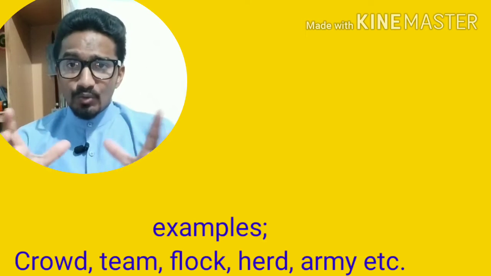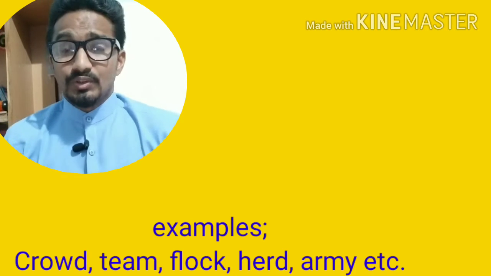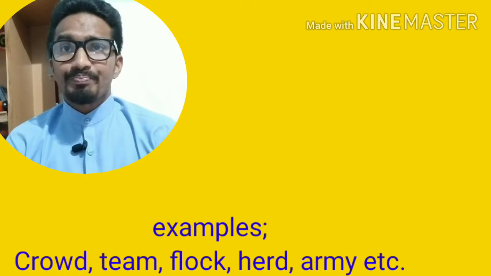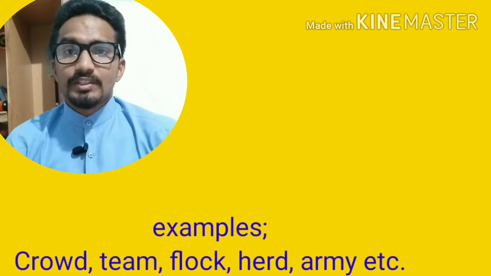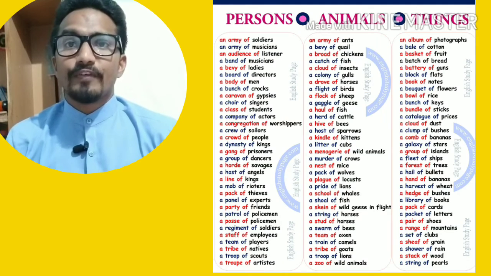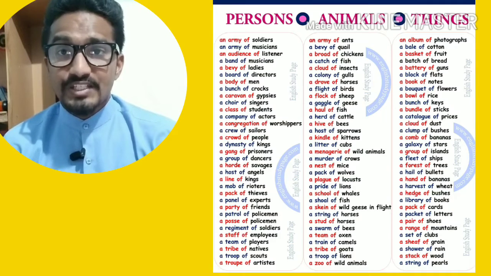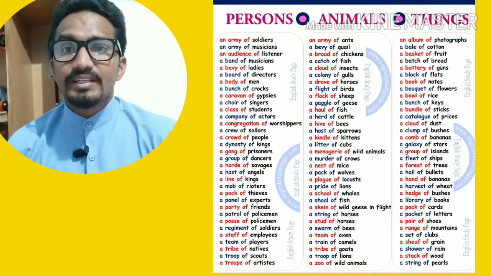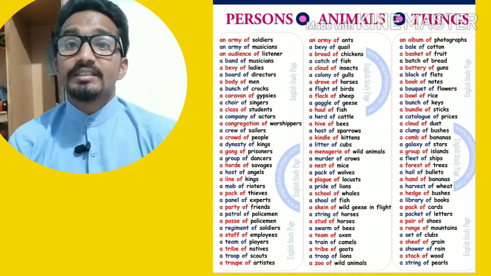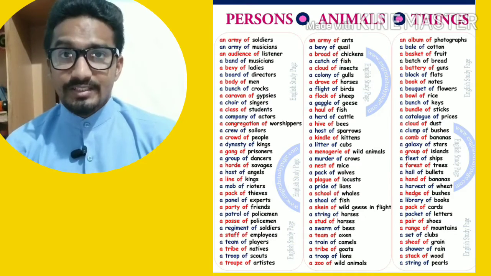A crowd is used for people. Where most of the people are gathering, that is called a crowd. Next is team. A team is for players, a team of players. Then a flock of birds; when birds are flying, we can say flock. A herd of animals. Then an army of soldiers.